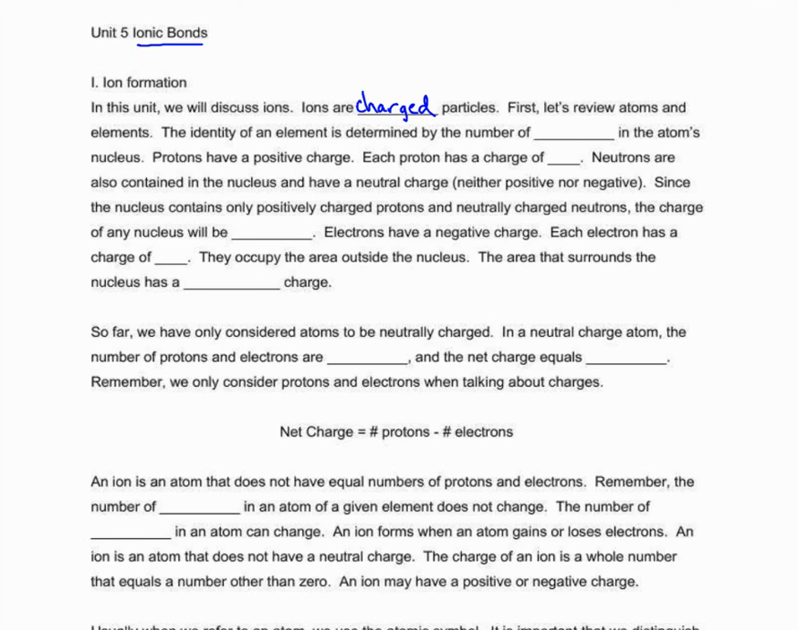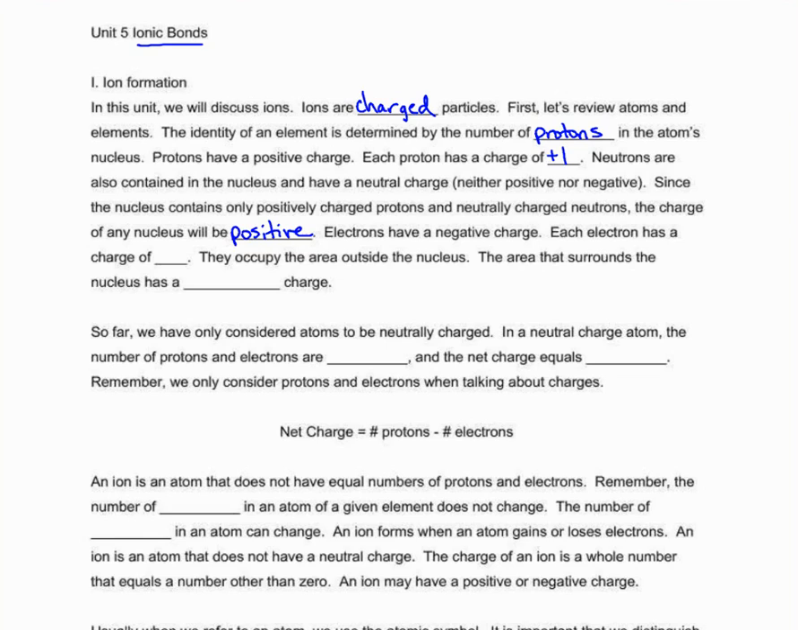First, a quick review of atoms and elements. Remember, the identity of an element is determined by the number of protons in the nucleus. Protons have a positive charge. Each proton has a charge of +1. Neutrons are also in the nucleus. They have a neutral charge, which means they are neither positive nor negative. Since the nucleus contains only positively charged protons and neutrally charged neutrons, the charge of any nucleus will always be positive.